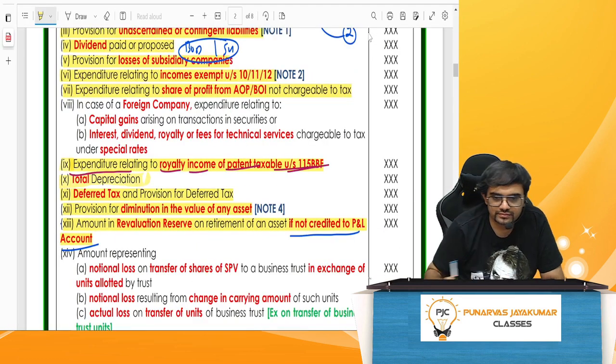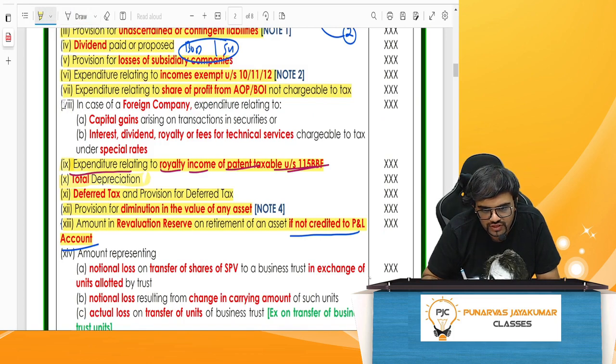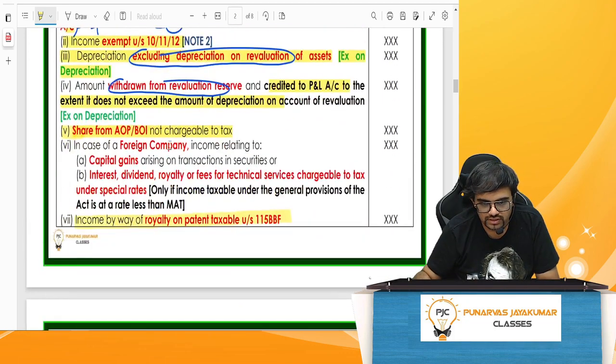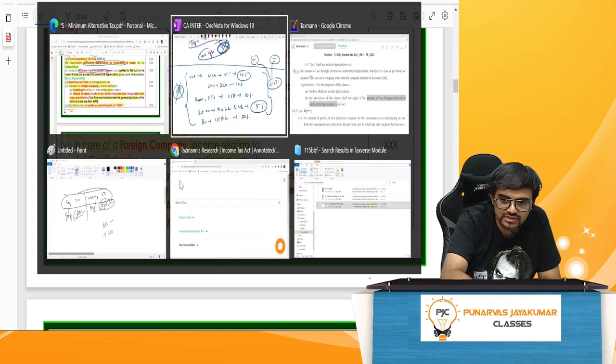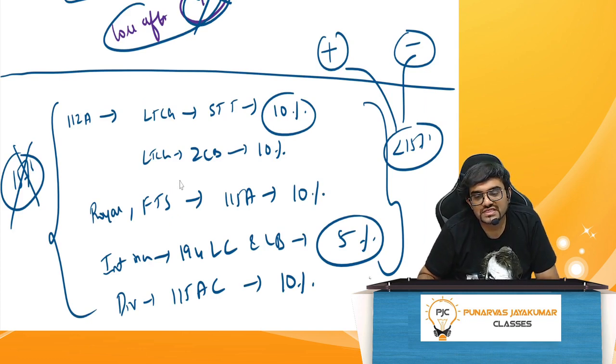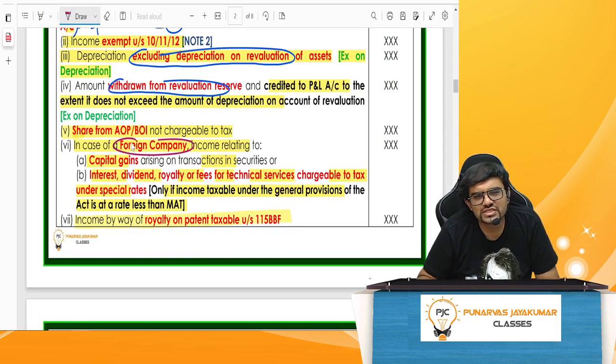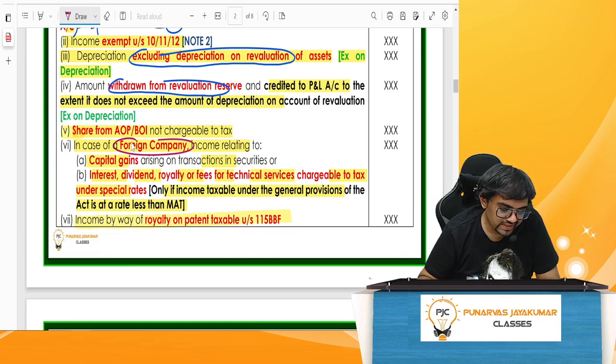So if you see, in case of foreign company, expenditure relating to capital gains arising on transaction in securities or interest, dividend, royalty, fee for technical services chargeable under special rates discussed. Similarly here, in case of foreign company, income relating to capital gains, interest, dividend, royalty, fee for technical service chargeable to tax under special rates. Only if income is taxable under the general provisions of the Act at a rate lesser than MAT. These are examples. If these rates are lesser than MAT, then only for foreign company, mind you, relaxation given, because they were crying. Foreign company relaxation was given.